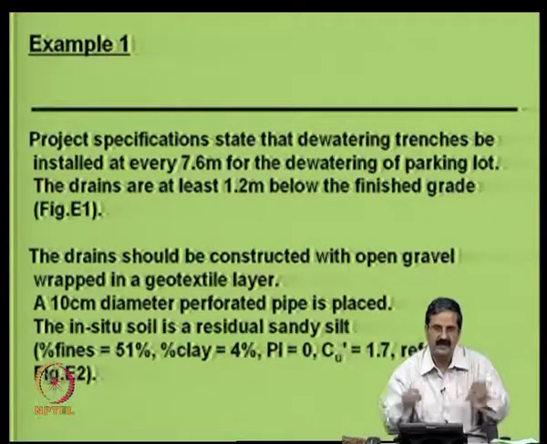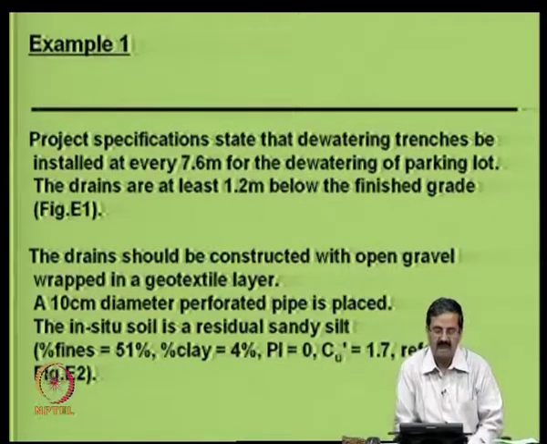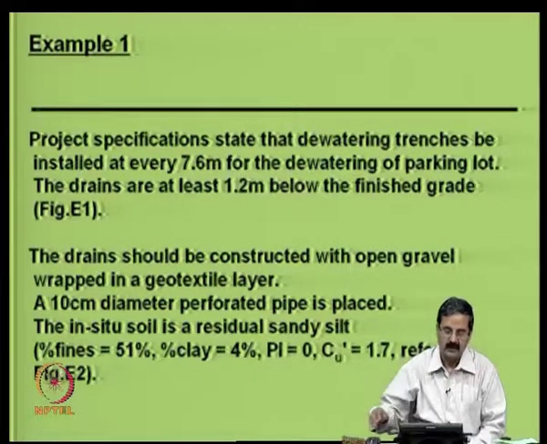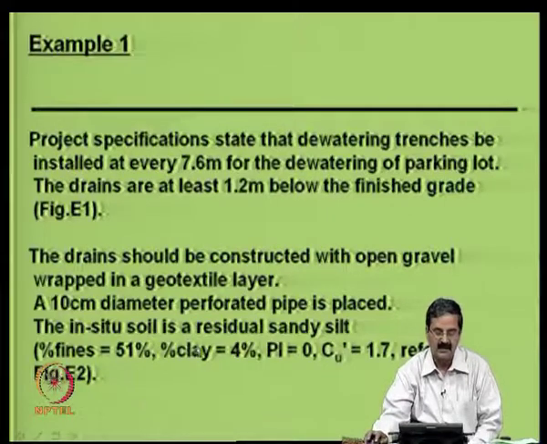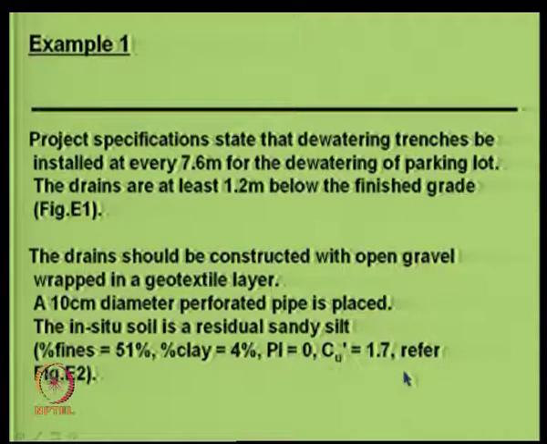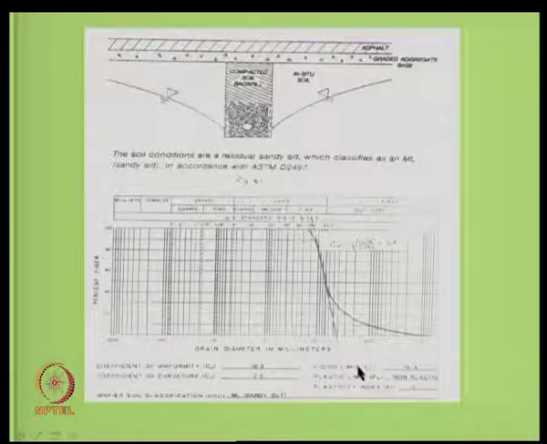So, you would like to have a sort of a geotextile cover, which will help you to see that the drainage of the gravel system is perfectly all right, and also see that the soil is not moving into that system. So, we also have some pipes here, and the in situ soil properties are known, like percent fines is about 51%, percent clay is 4%, plasticity index is 0, and Cu dash is another parameter that we will see. You will see how it is.